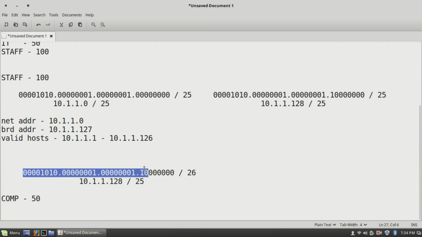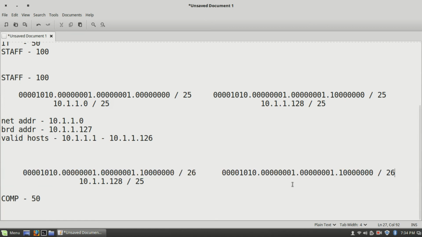24, 25, 26. These 26 bits will never change for this network. Which means this bit can take two different values, right? It can be 0, it can be 1. If it is 0, it is this network. If it is 1, it is another network. The decimal equivalent of this is this, as it is. We just borrowed one bit from host to network. The network address will not change, only the mask will change.